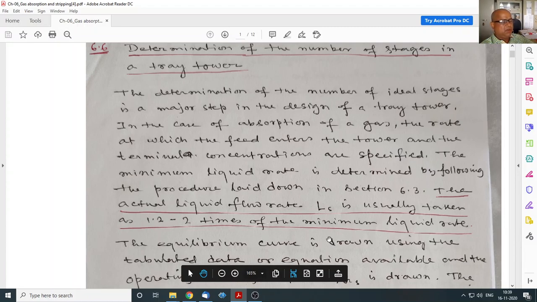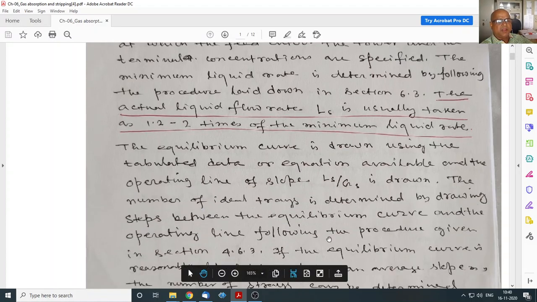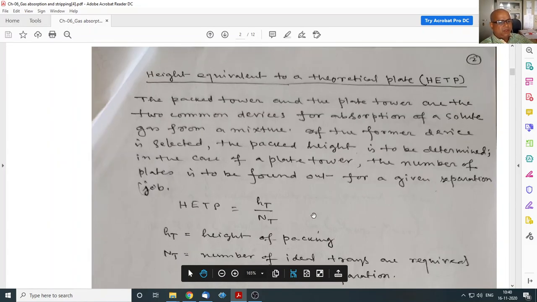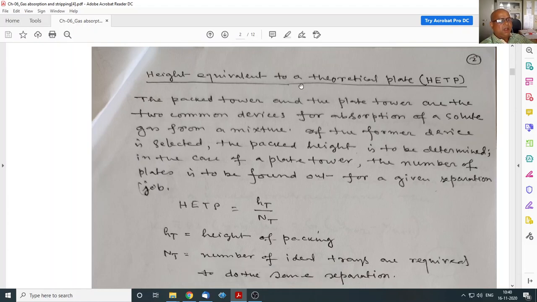Number of ideal stages I can calculate, and from this I can get the tray spacing, and I can determine the diameter too. Now another important term here is height equivalent to theoretical plate. Height equivalent to theoretical plate means what is the spacing between two trays, what is the height.